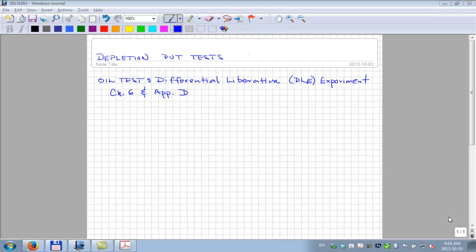We're going to talk today about depletion PVT tests, which are conducted for reservoir fluids, gas condensates, and oils. Today we'll make it through the oil test, the differential liberation test, which is covered in some detail in Chapter 6, and the entirety of Appendix D is dedicated to discussing the oil tests, the differential liberation experiment.